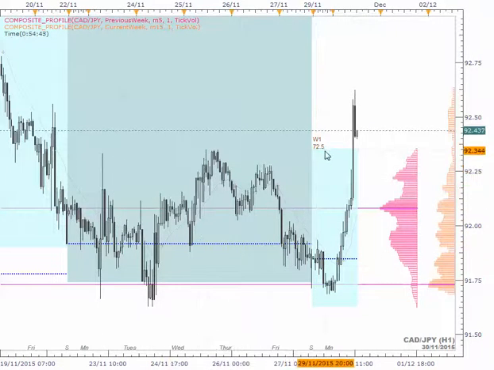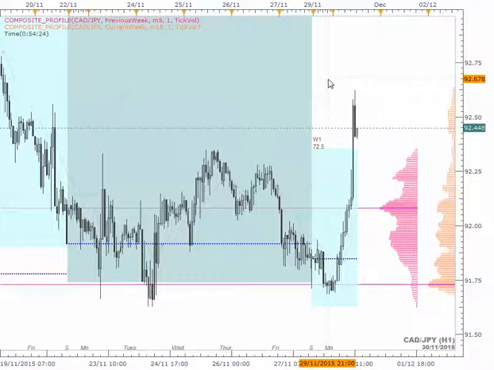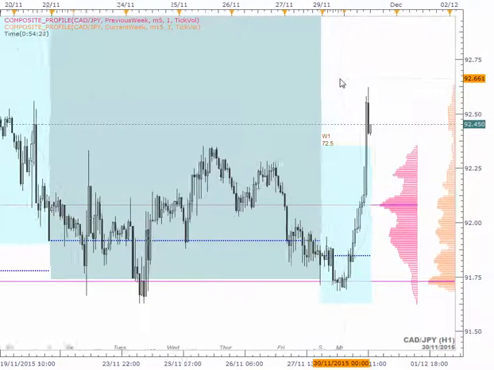So last week was a very sideward moving week. It was a slow week because it was a holiday in the US Thursday and then Friday was not very busy. And then Monday was a holiday in Japan, I believe. So CADJPY didn't have much movement last week.